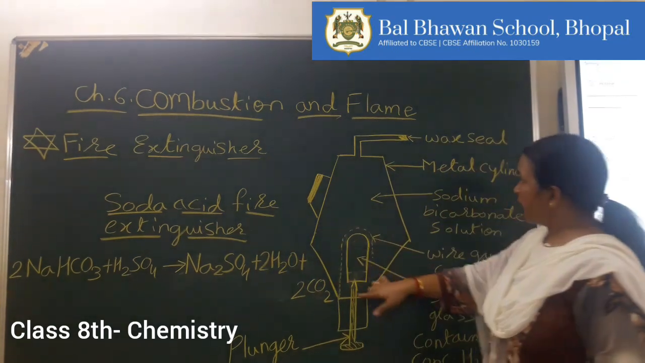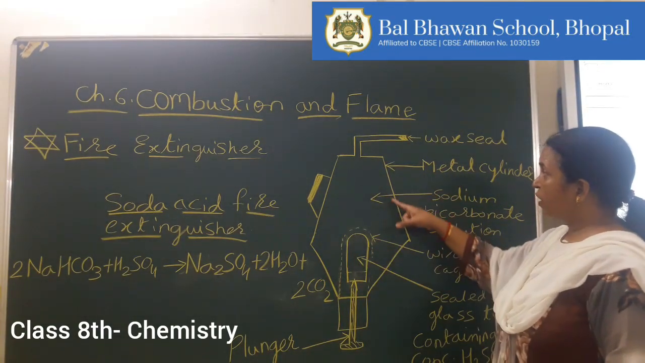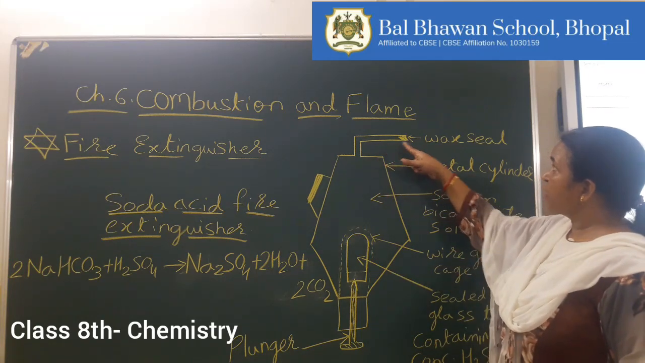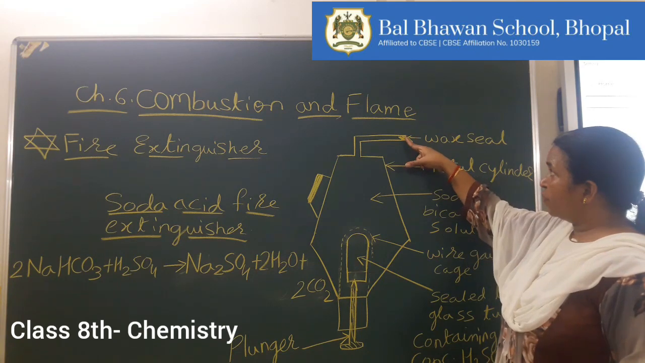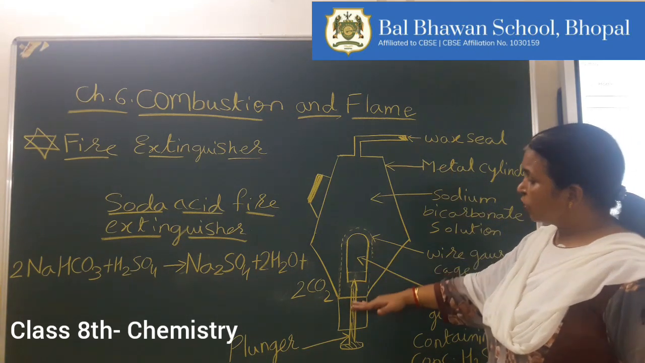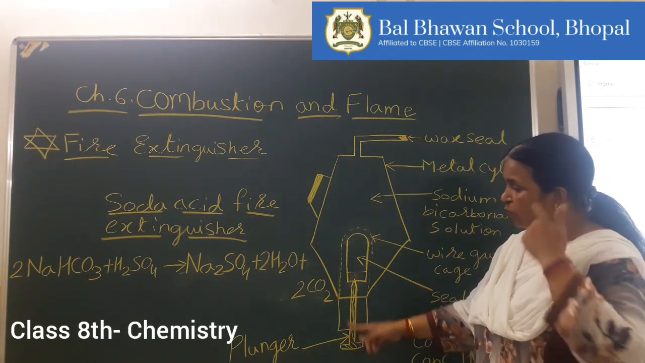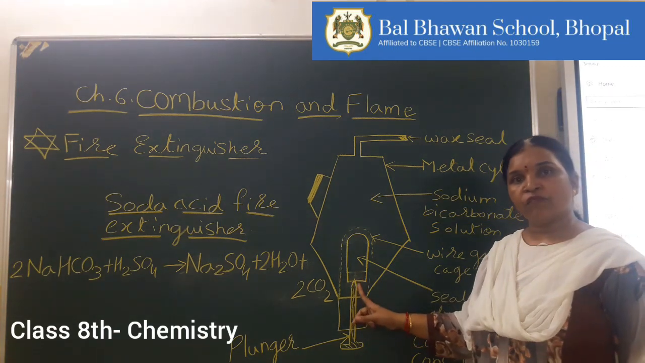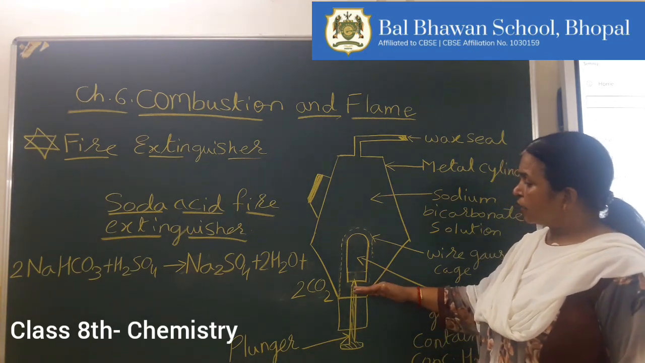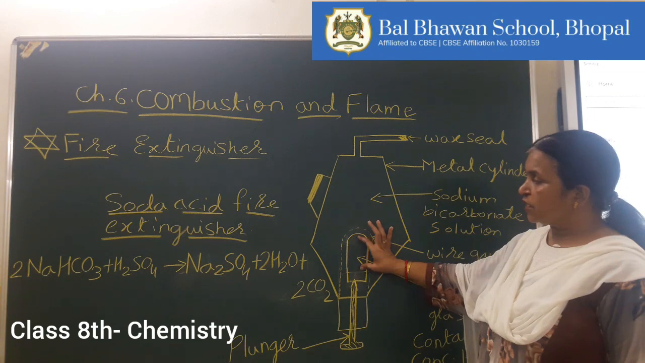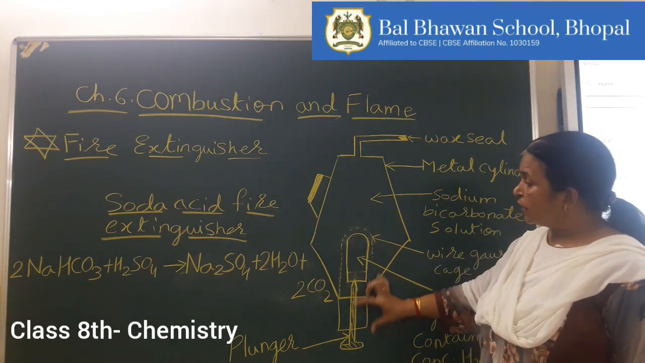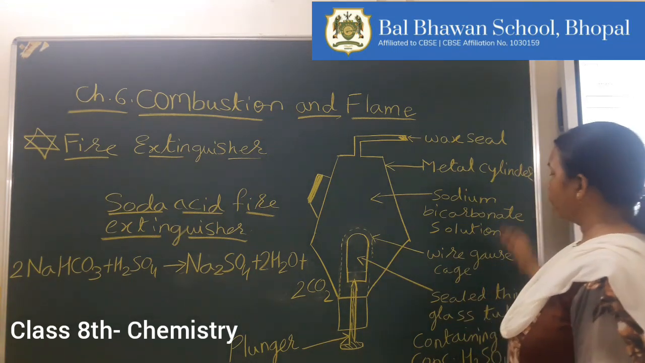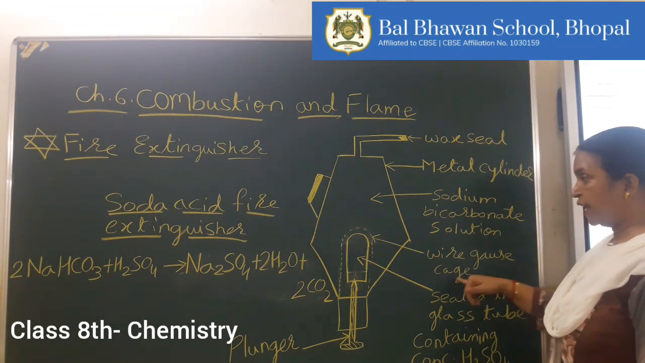So this is a metallic cylinder. On one end it has a nozzle-like thing which is covered by a wax seal, and on the other end it has a plunger with a sharp edge. Above this plunger is placed a thin glass tube, and this glass tube is covered by a wire gauze cage.